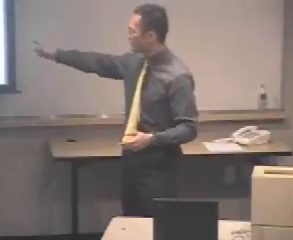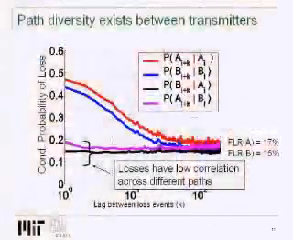The horizontal axis: we're alternating transmissions, so the time between transmissions for one is 1 unit, which is 4 milliseconds. And then I plot the same metric for path B, and we see a similar trend.